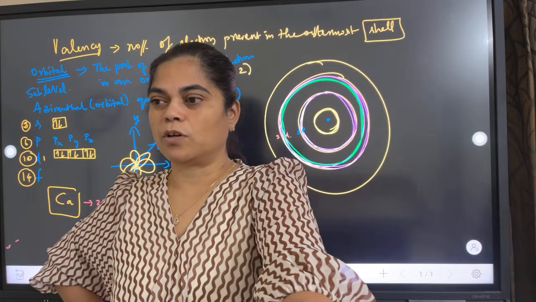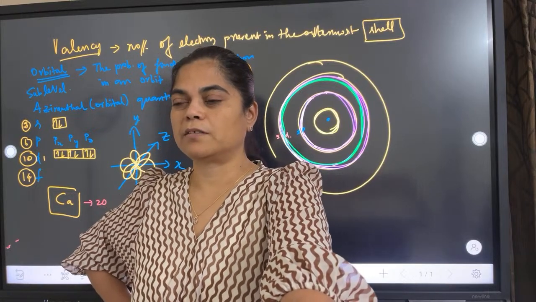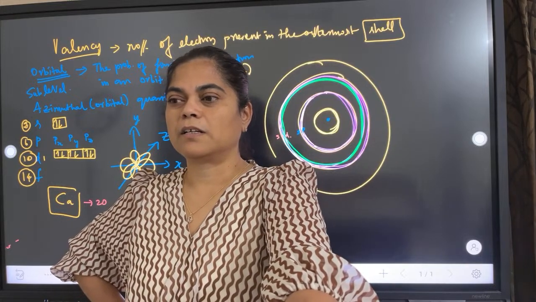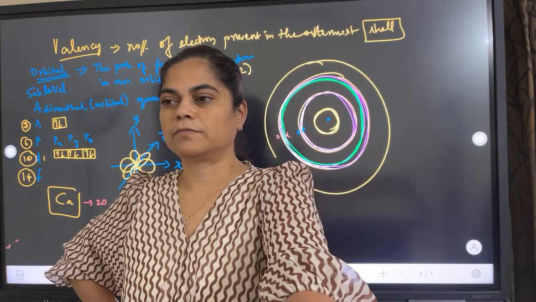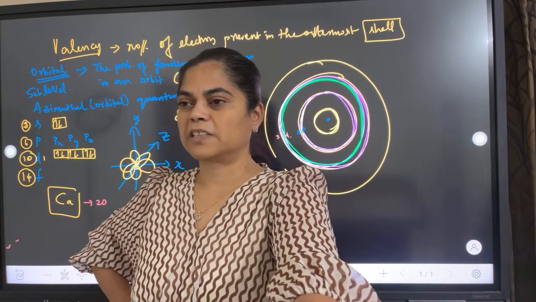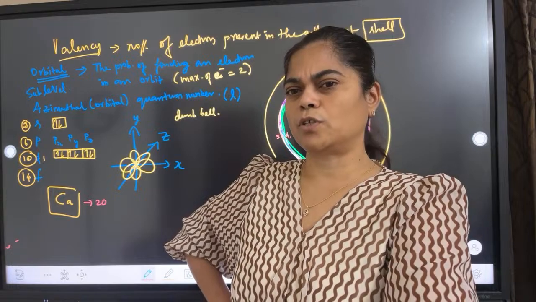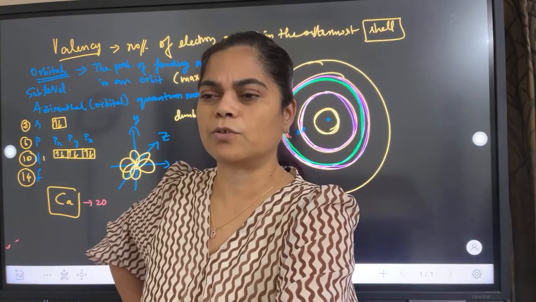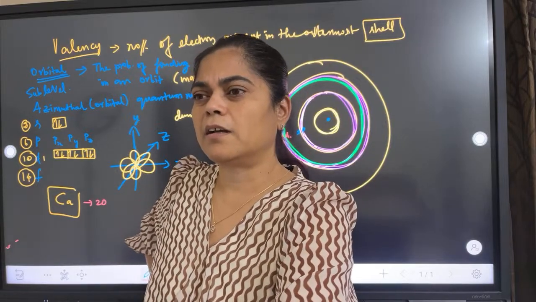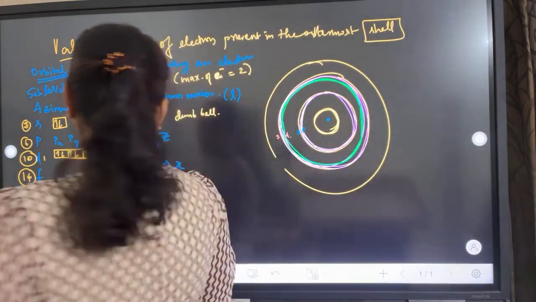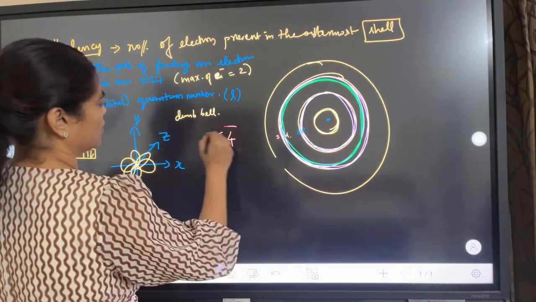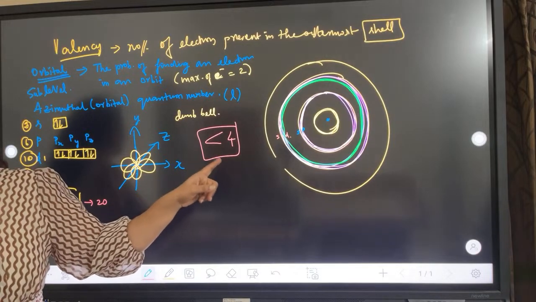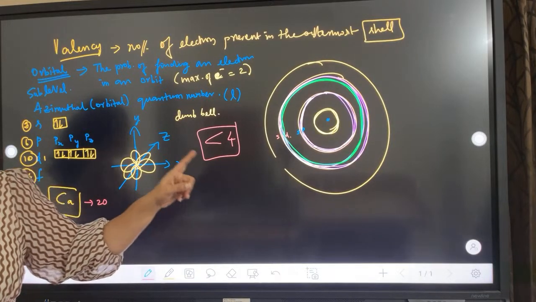If its outermost orbit contains less than half filled, or outermost orbit means the valence orbit, valence shell. Okay, the valence shell should contain less than half filled. That means what it will be? Less than 4. Clear? Less than 4. Then that type of atom is known as a positive ion.